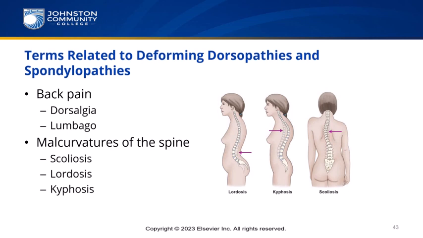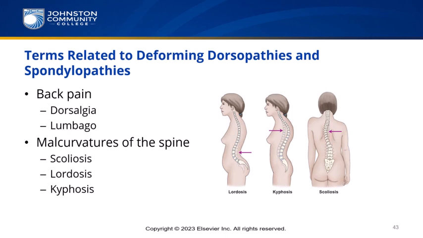Sometimes the normal slight curvatures of the spine are exaggerated and cause pain or dysfunction for a patient. Hence, each of these terms for malcurvatures ends in the suffix osis for an abnormal condition. First, we have scoliosis. Scolio means curvature, and scoliosis is a lateral S curve of the spine. This condition can literally cause an individual to lose inches in height.